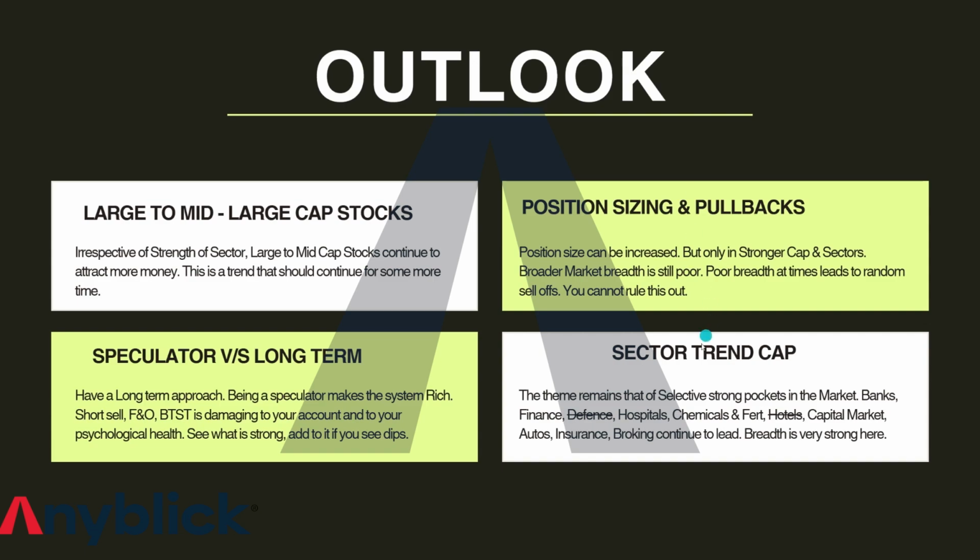So first, the sector. This is the exact replica of a chart that I had put out a few weeks back. That is why the strikeout that you see here, this is actually those sectors that when I gave out the previous strong sector list, they actually did not materialize. So banks were there, finance were there, hospitals, chemicals, agrochemicals, capital market, auto, insurance, broking, they still continue to lead the market. What did not work out?